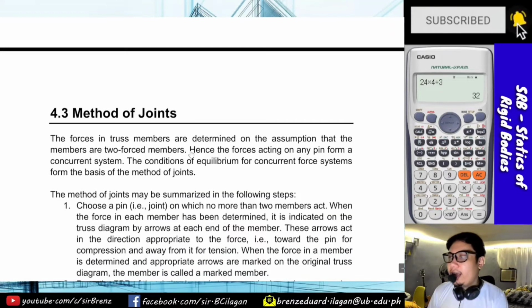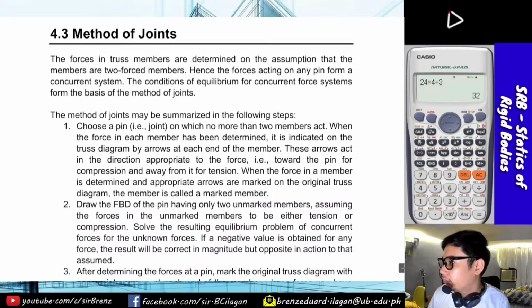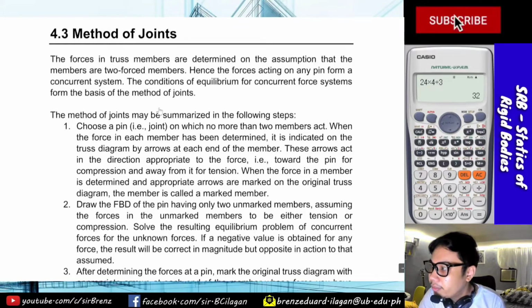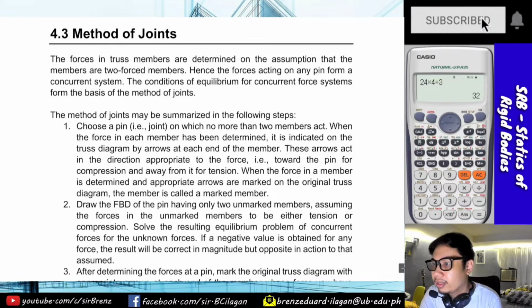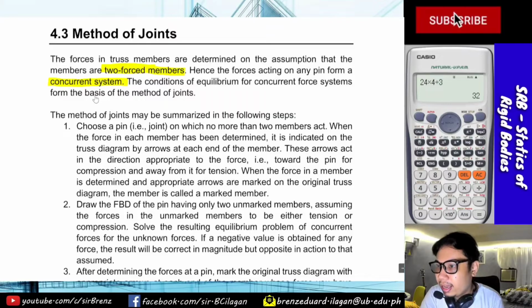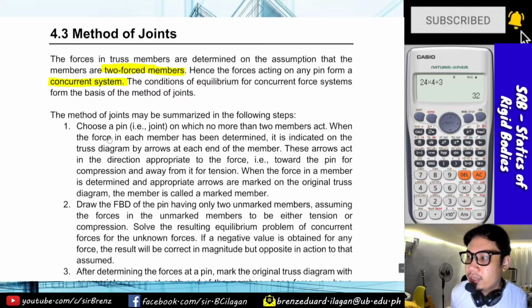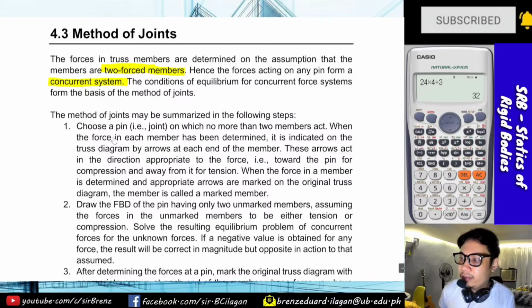Okay, so the first method of analysis is yung tinatawag na method of joints. So, basahin natin. The forces in truss members are determined on the assumption that the member is a two-force member. Okay? So, napakahalaga nito. Hence, the forces acting on any pin form a concurrent system. So, when we say concurrent, magtatagpo sila doon sa isang point. So, the conditions of equilibrium for a concurrent force system form the basis of the method of joints.